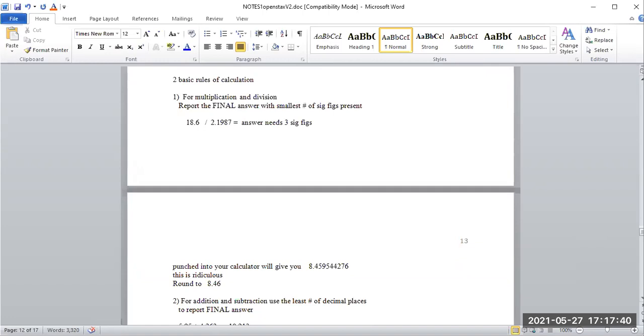18.6 divided by 2.1987. So the number on the top of my division has 3 sig figs. The number on the bottom of my division has 5 sig figs. My answer should only match the smallest number of sig figs. So my answer should only have 3.